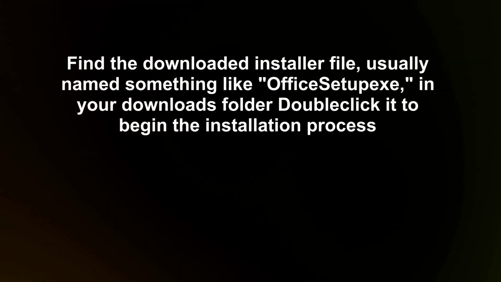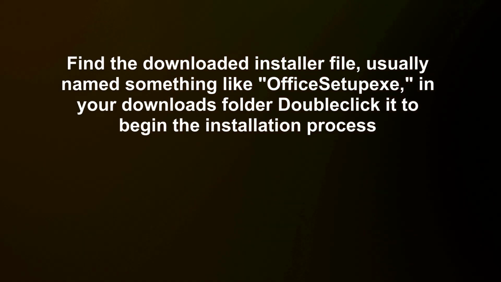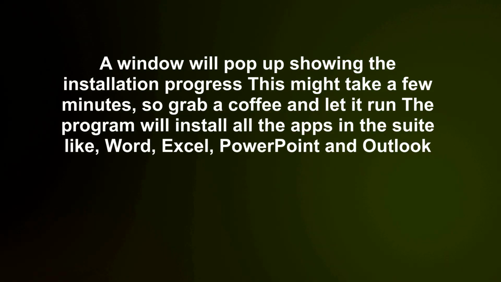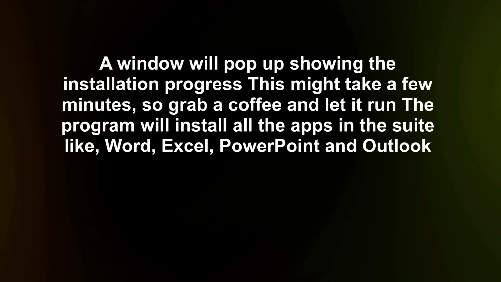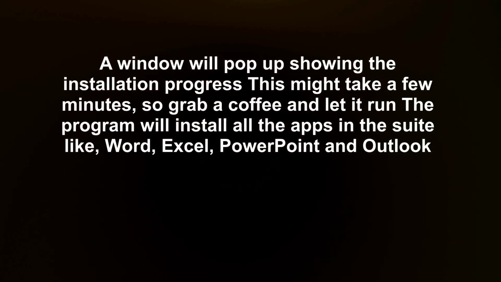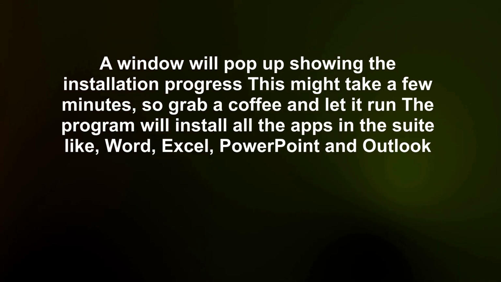Find the downloaded installer file, usually named something like OfficeSetup.exe, in your Downloads folder. Double-click it to begin the installation process. A window will pop up showing the installation progress. This might take a few minutes, so grab a coffee and let it run. The program will install all the apps in the suite like Word, Excel, PowerPoint, and Outlook.